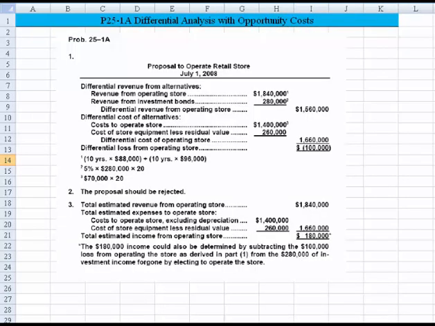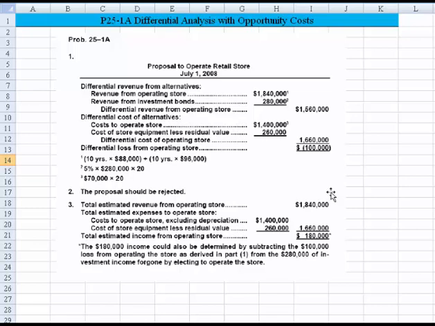Okay, now I've moved to a different page in the spreadsheet. This is the author's approach, where we lay out the differential cost in a slightly different manner. Here they'd say the differential revenue is really the revenue of operating the store, the $1,840,000 we already calculated, and then we subtract the revenue from investing in bonds. So in other words, we use more of an opportunity cost approach. And then what we say is, well, the real incremental revenues are really only $1,560,000. Now the costs are the same as we calculated, so the differential loss from operating the store is $100,000.